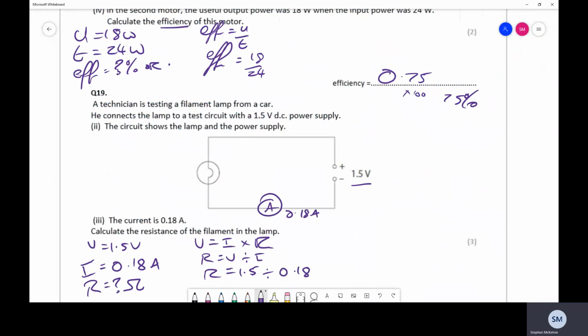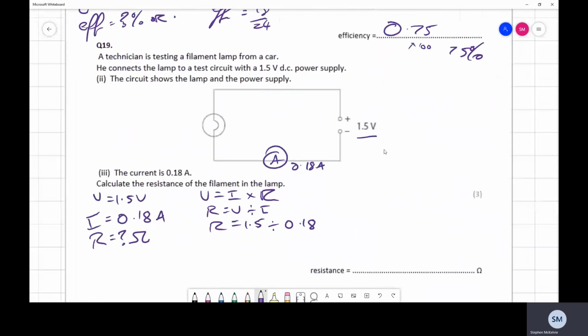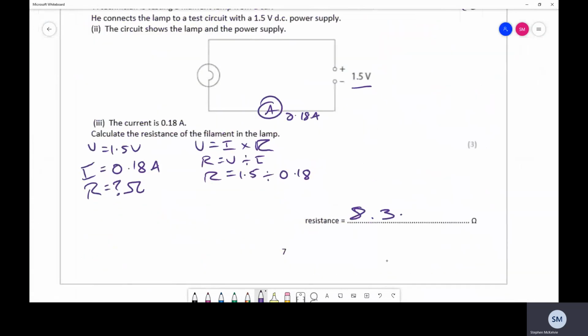Put that into my calculator. And it will be 8.3333333. I'll just move this down because it might be a place for me to write it. Yes, 8.3333333 ohms. Oh, I can't do that because that's 2 decimal points. That's incorrect. But I can just leave it as 8.3.